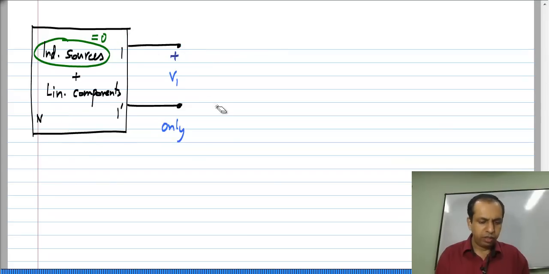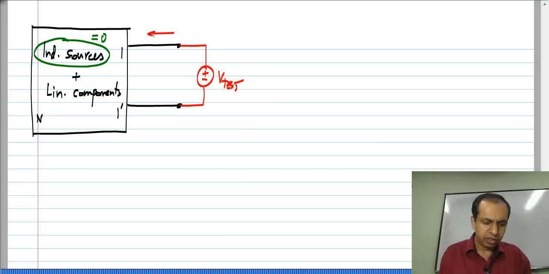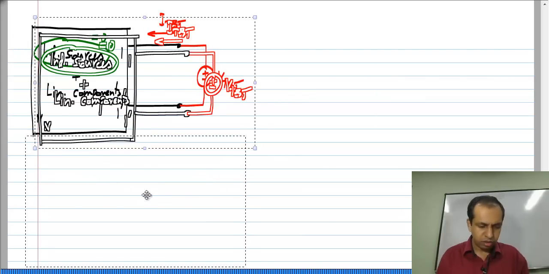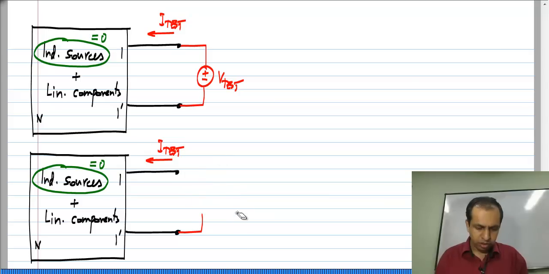And I have nulled the independent sources. How would I measure the resistance looking at the circuit between 1 and 1 prime? I would apply V test like this and measure I test, or I would apply I test and measure V test.